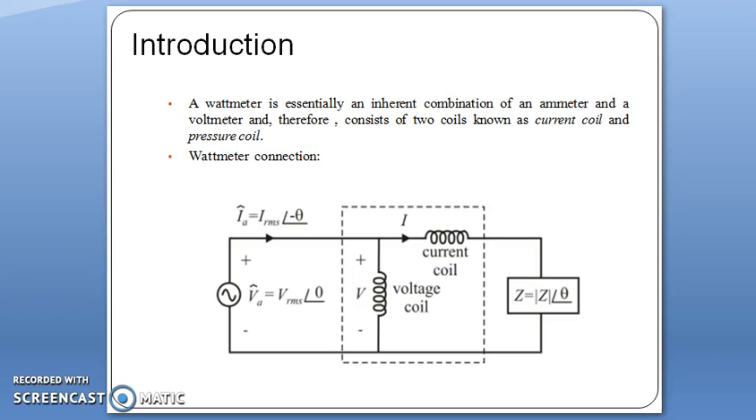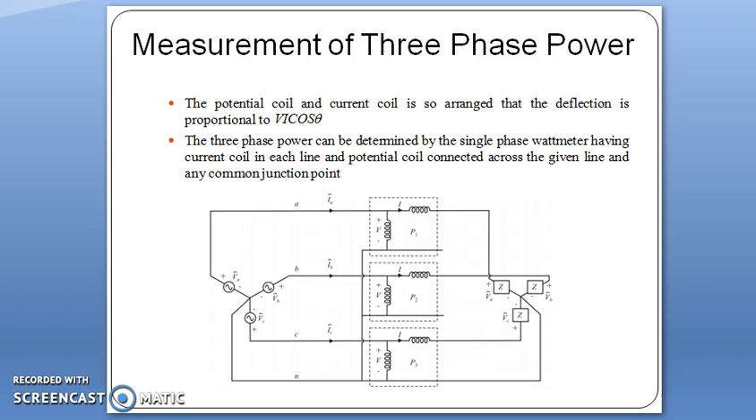So, introduction. A wattmeter is essentially an inherent combination of an ammeter and a voltmeter. Therefore, it consists of two coils known as the current coil and the pressure coil. The basic wattmeter connection has been shown in this slide.